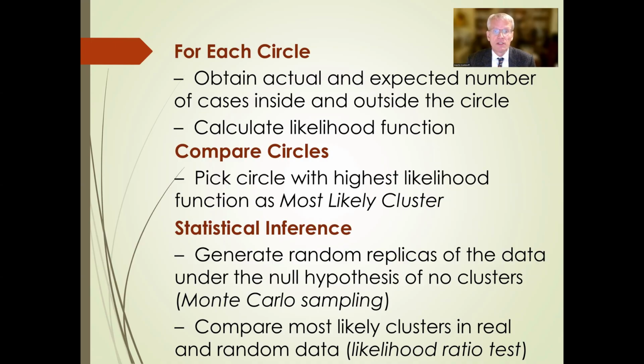So we do the statistical inference. And we do that by generating random replicas of the data under the null hypothesis of no clusters. So we condition on the total number of cases, and then we distribute them randomly across Iowa, or whatever region we're doing, based on the expected counts. That's called Monte Carlo sampling or Monte Carlo hypothesis testing. And then we compare the most likely cluster in the real data set with the most likely clusters in each of 999 random data sets, or some other number. And that's the likelihood ratio test.